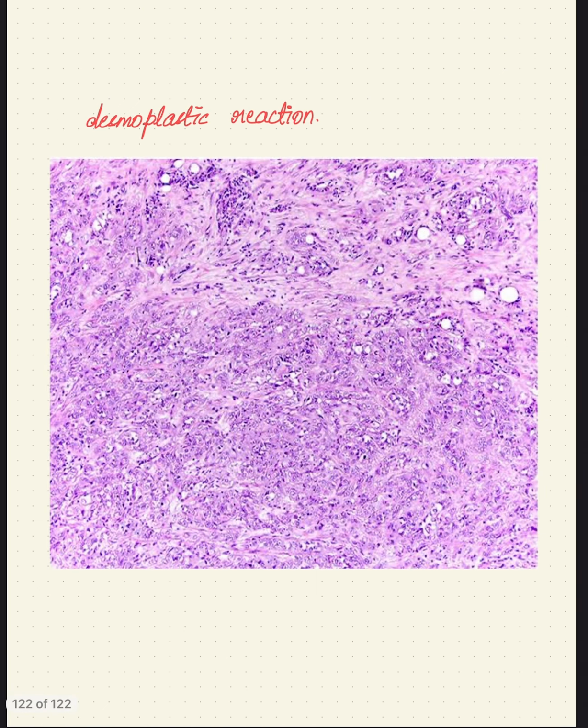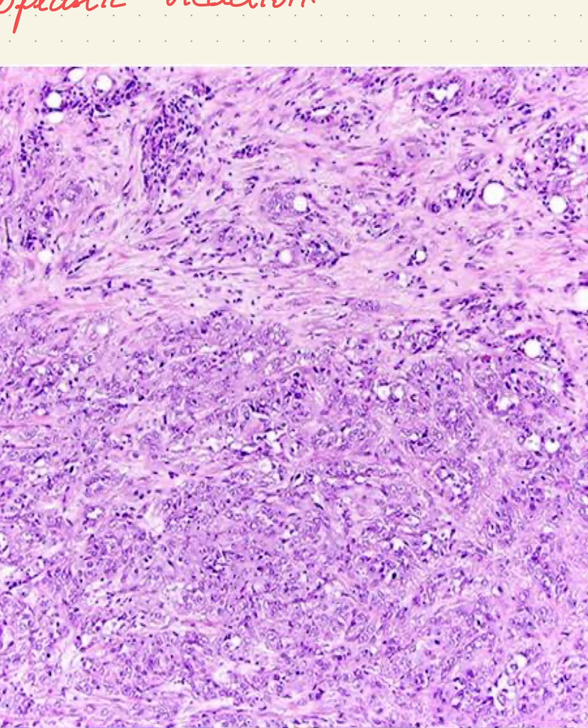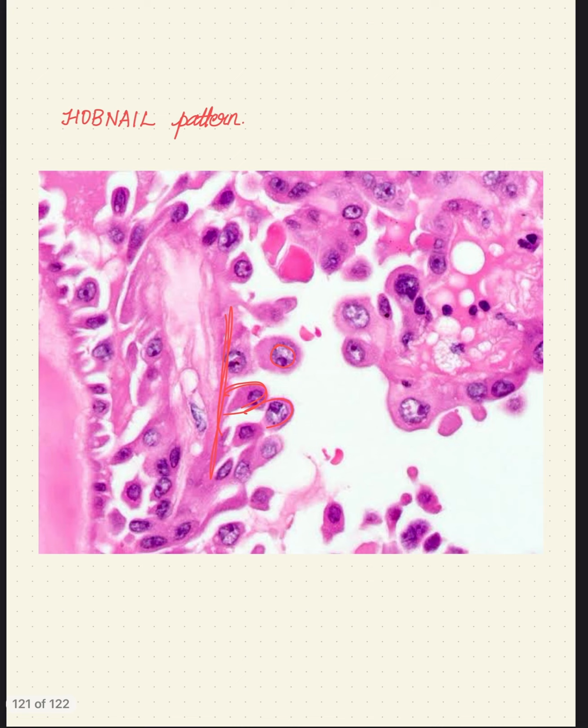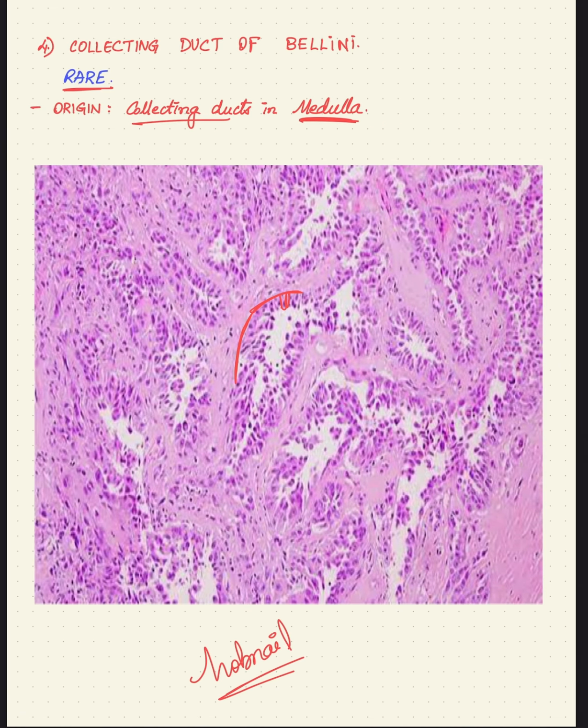Also, this variant shows a desmoplastic reaction. Desmoplastic reaction is a host response to the tumor. The tumor is extremely hard on touching, and it is due to massive fibrous hyperplasia of the stroma, which gives it its characteristic hard nature. This is called desmoplastic reaction, which is more prominent in this collecting duct carcinoma variant.